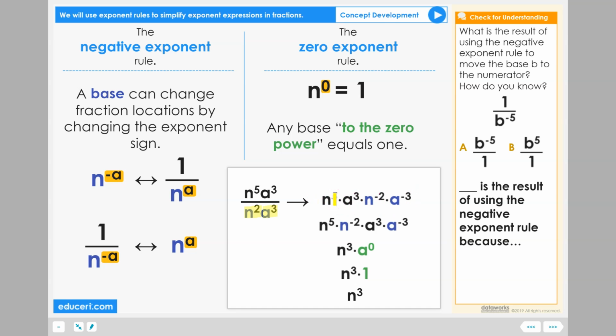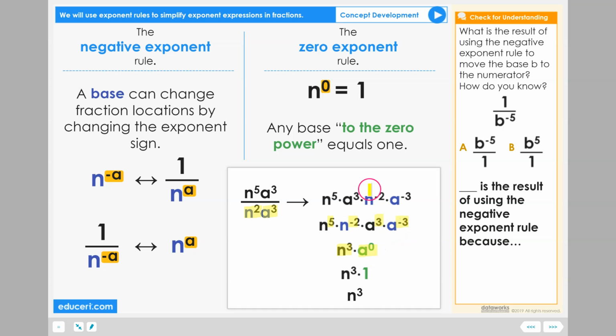Rearranging the multiplication so that similar bases are next to each other, we get the expression n to the fifth power times n to the negative 2 power times a to the third power times a to the negative third power. Using the product rule, n to the 5 minus 2 equals n to the third, and a to the third minus 3 equals 0.